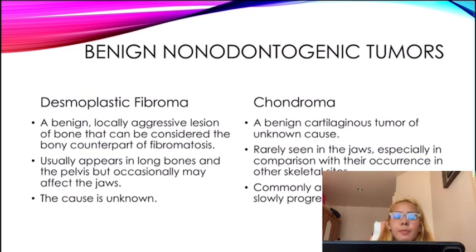So, desmoplastic fibroma is a benign, locally aggressive lesion of bone that can be considered the bony counterpart of fibromatosis. It usually appears in long bones and the pelvis but occasionally may affect the jaws. The cause of these is unknown. Next is the chondroma, a benign cartilaginous tumor of unknown cause, rarely seen in the jaws, especially in comparison with its occurrence in other skeletal sites. It commonly appears as a painless, slowly progressive swelling.